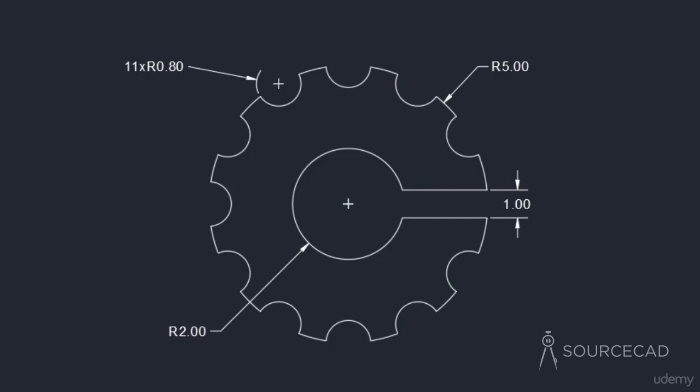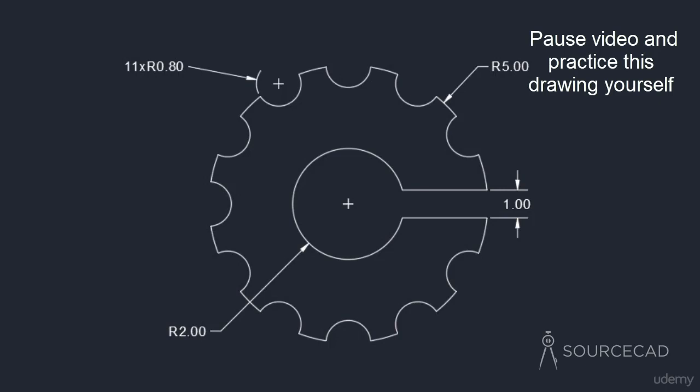Okay, so now this model is complete. Let's make this drawing using all the tools which we have learned so far. And for making this, we are going to use the array tool. To be specific, we'll use the circular array which we have learned here.